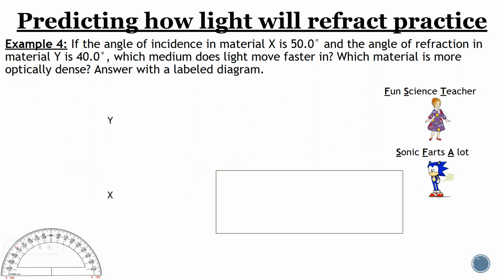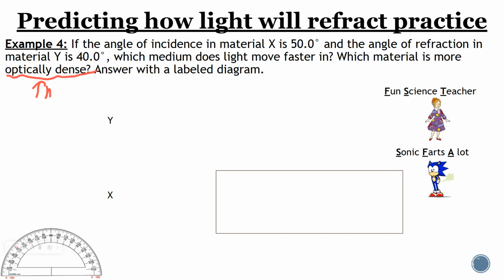If the angle of incidence in material X is 50 degrees and the angle of refraction in material Y is 40 degrees, which medium does light move faster in? Which material is more optically dense? Answer with a labeled diagram. When I say optically dense, that simply means which one has the higher n, which one is where light travels the slowest. So dense means a substance in which light travels slow.